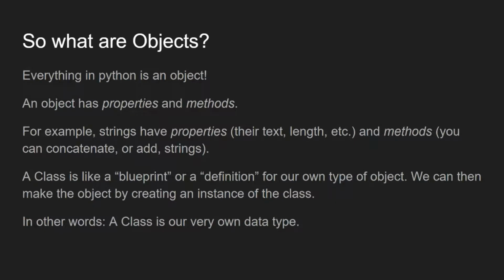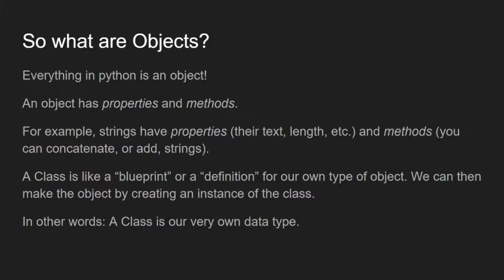So you might have heard me throwing around the word object a bunch. So what exactly is an object? Because we've never defined this word. Everything in Python is an object. An object has properties and methods. For example, strings have properties, their text and their length, and methods. While we haven't really looked at this, you can think of it like concatenating strings, adding strings, multiplying strings. They have properties and methods.